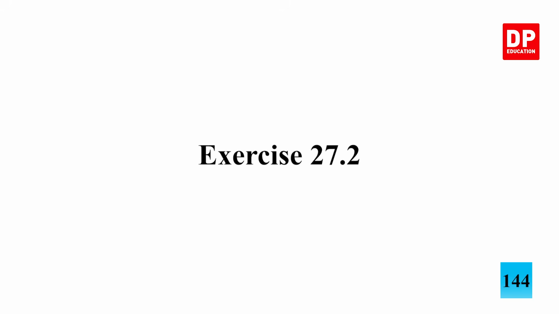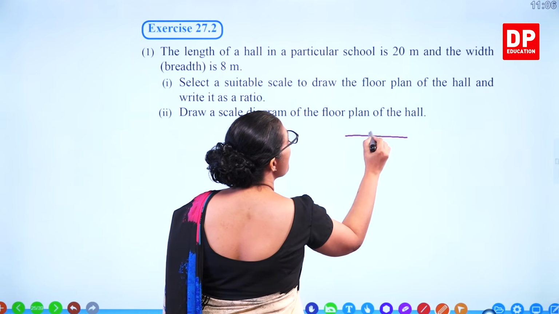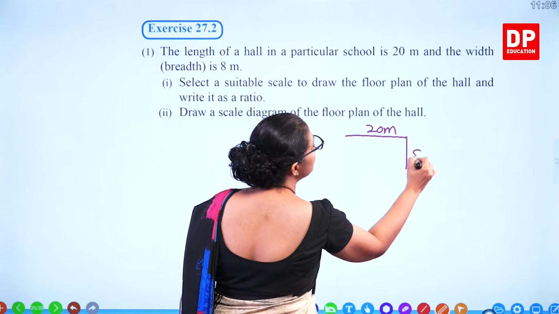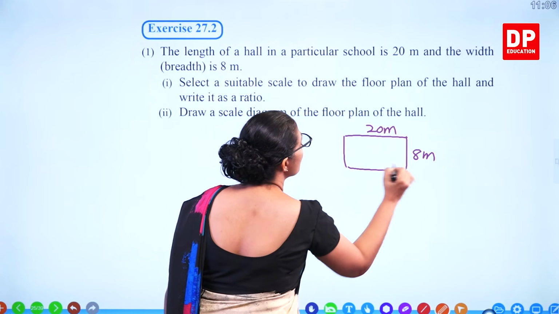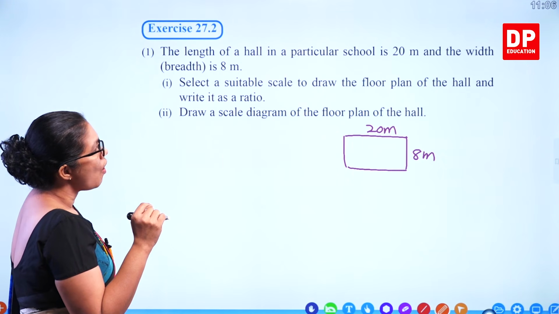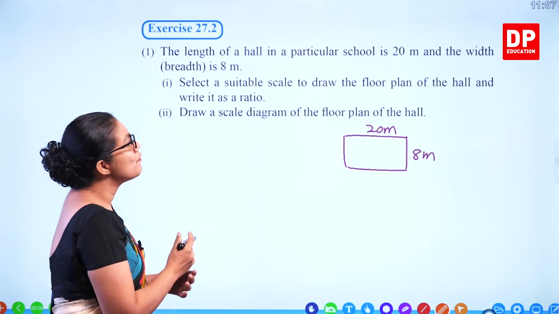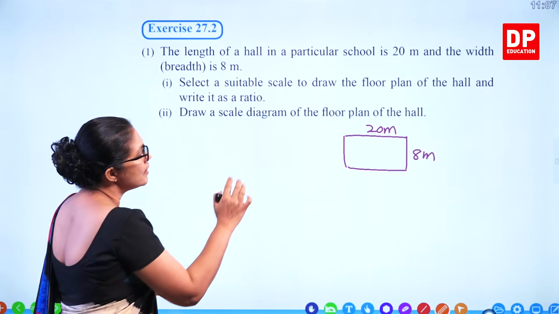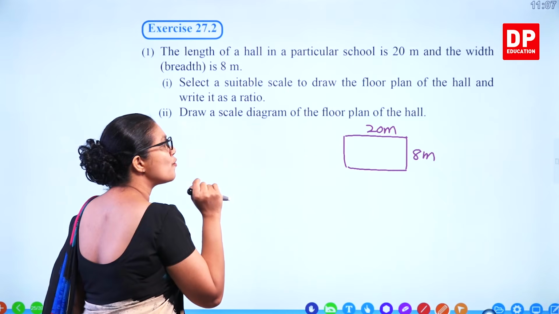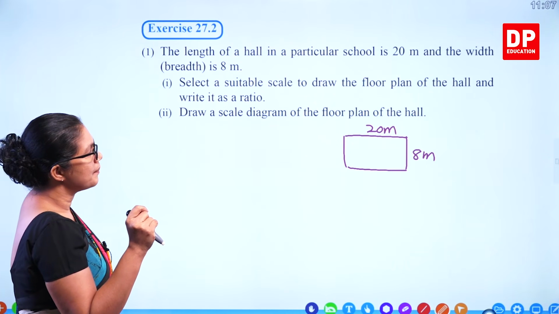Exercise 27.2. The length of a hall in a particular school is 20 meter and the width or breadth is 8 meters. So 20 and 8. Select a suitable scale to draw the floor plan of the hall and write it as a ratio. Draw a scale diagram of the floor plan of the hall. So 20 meters and 8 meters. So we have to select a suitable scale. So what do you think we can take?